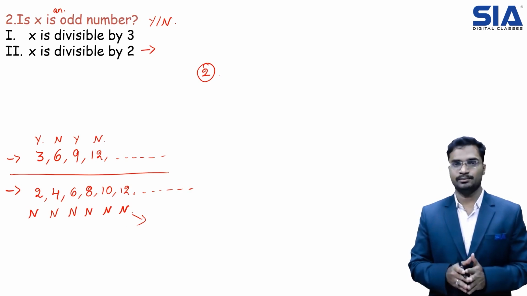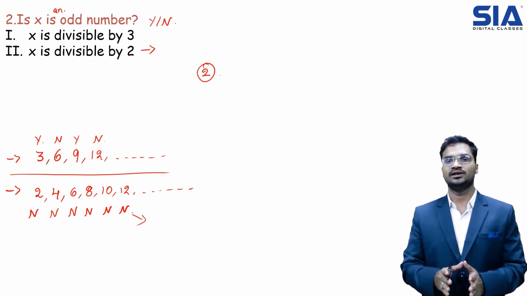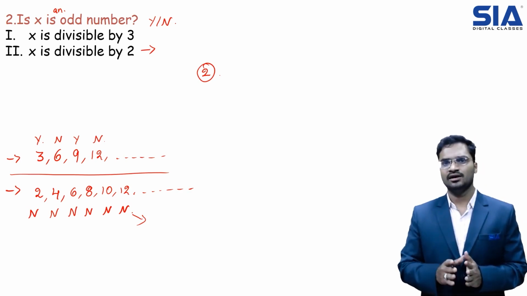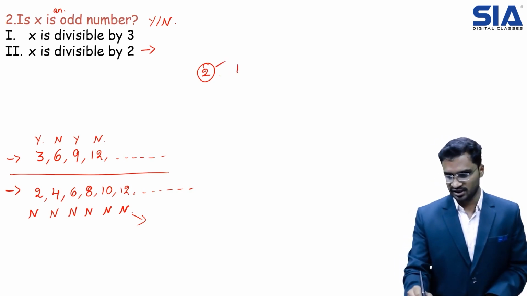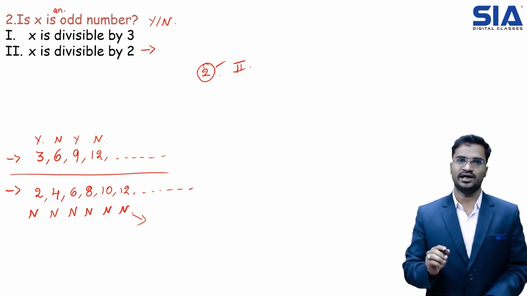We should be confident in our answer. In this second statement, I am pretty much confident that x is not an odd number. So our answer is option 2, because statement 2 alone is sufficient to answer this question.